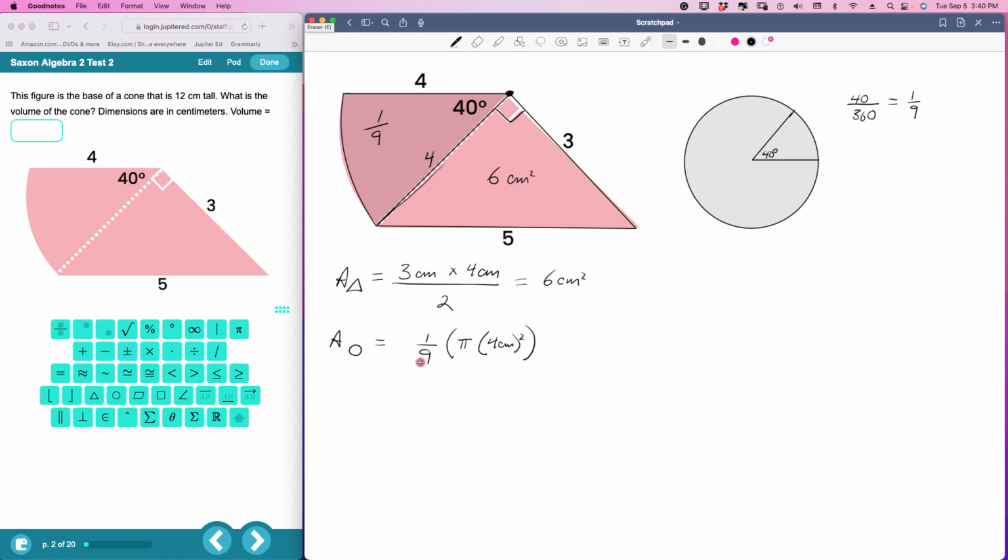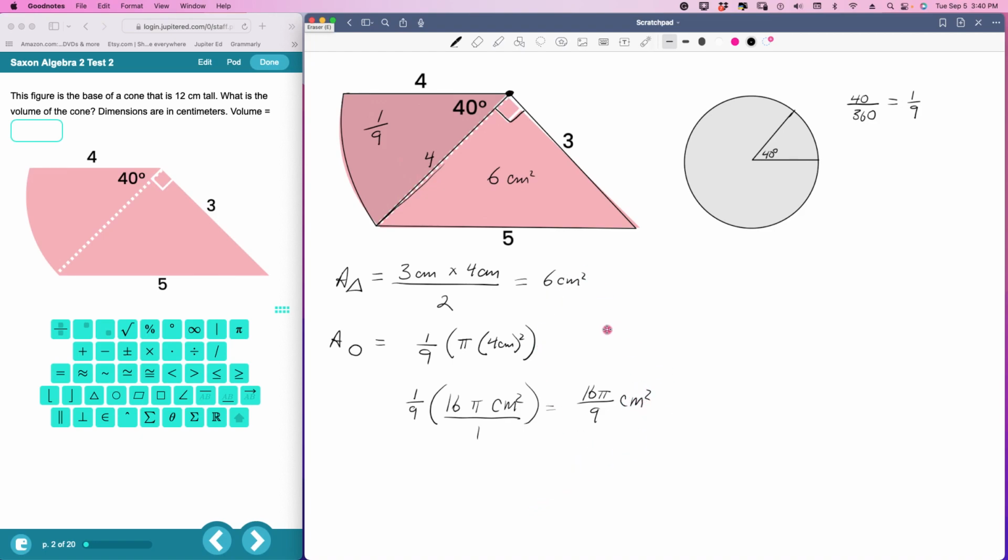You would just put 1/9 in front and do your calculations like normal. So 4 times 4, because this is squared, would be 16. So I want 1/9 of 16 pi centimeters squared. And to multiply a fraction times a whole number, we know we just put the whole number over 1 and multiply straight across. So this would equal 16 pi over 9, and centimeters squared is our unit of measure.